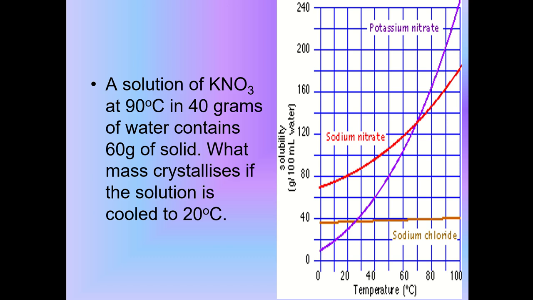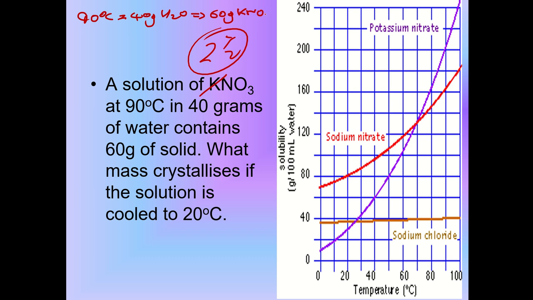Okay, let's have a look at this one. Solution of potassium nitrate this time, so that's our purple line, and 40 grams of water. So again, 2.5 times 40 brings us up to our 100 grams of water. Okay, 40 grams of water, and that contains 60 grams of solid. Okay, so at 90 degrees Celsius, let's write out what we've got here. 90 degrees Celsius, and 40 grams of water, we had 60 grams of the potassium nitrate. Now that means in 100 grams of water, that is equivalent to 60 multiplied by 2.5, 150 if my mental arithmetic is correct. So that's equivalent to 150 grams of solid, and now we're going to 90 degrees Celsius.